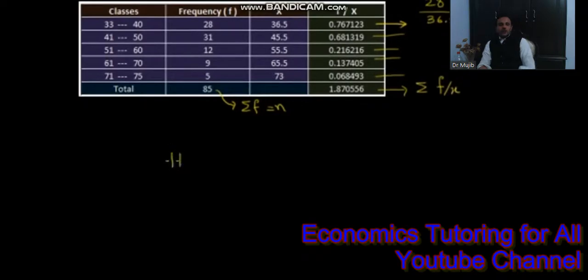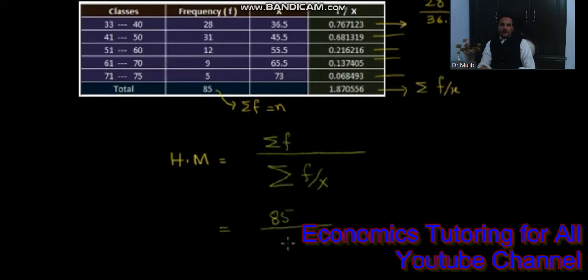Now we simply use the formula of the harmonic mean for the frequency distribution, and instead of n we write summation f, because n and summation f are the same, divided by summation f over x. This is really simple, because we just put in the value of summation f, which is 85, and the value of summation f over x, which is 1.870556. So we divide 85 by 1.87 and the calculated value is 45.441.